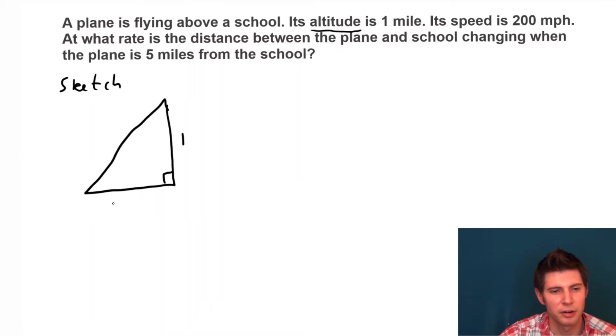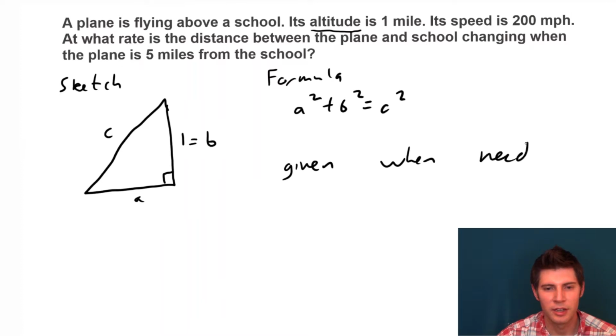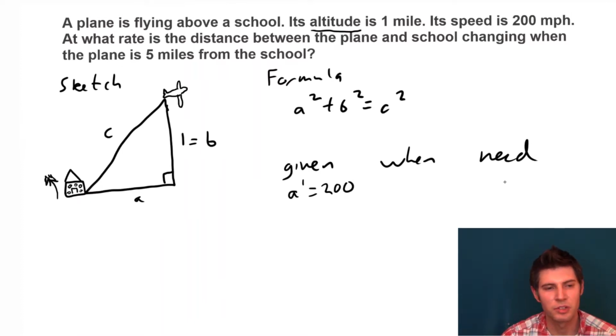I'm thinking this is going to be Pythagorean theorem, so we'll call this A, B, and C. Include our formula: a squared plus b squared equals c squared, and we have our given, when, and need. We are given its speed is 200 miles an hour, so a prime equals 200. So the need, what do we need? What rate is the distance between the plane and school changing? So this is our school, and this is our plane. At what rate is the distance between them changing? So that's C prime is our question.